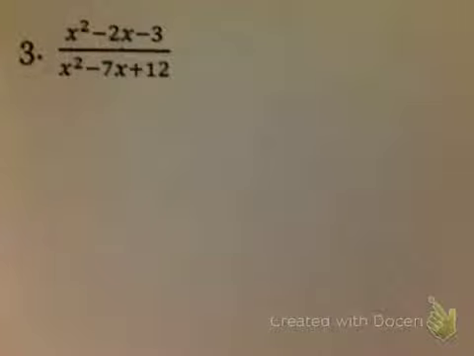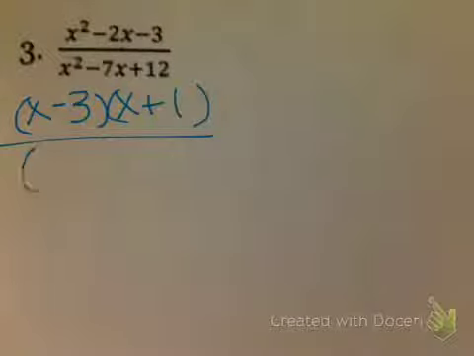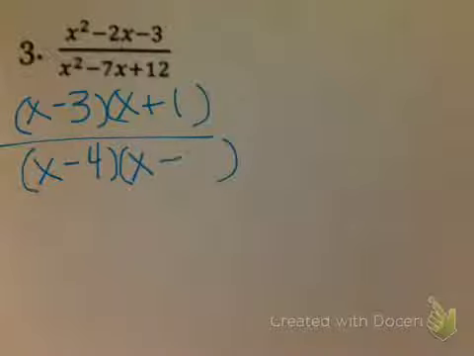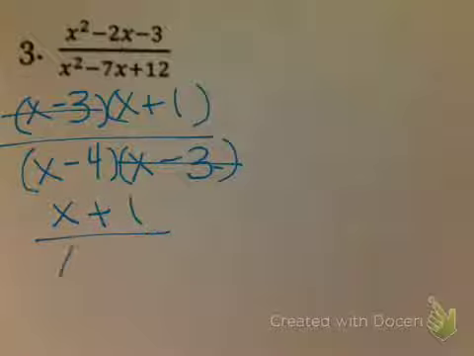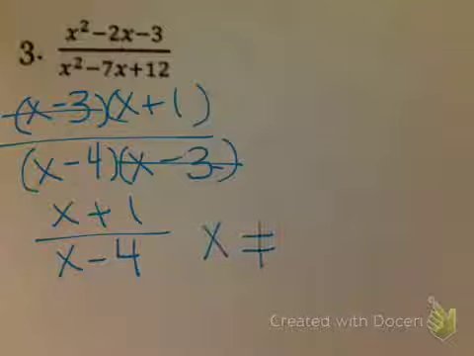Next one, I'm going to factor numerator and denominator. So I have x and x, multiplies to negative 3, adds to negative 2. Denominator, x and x, multiplies to positive 12 and adds to negative 7, would be x minus 4, x minus 3. x minus 3 cancels. Final answer, x plus 1 over x minus 4. What are my restrictions? x cannot be 4 or 3. That's what would make the denominator 0.